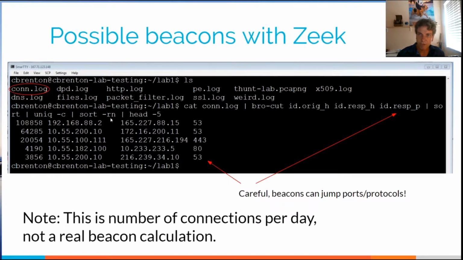Then I just ran it through sort again, -rn, so I want to sort it numerically. r says reverse order, show me the largest number first. And then head -5 says just show me 5 lines of output. So what this script here is doing is it's just saying, show me my top 5 talkers that you saw.